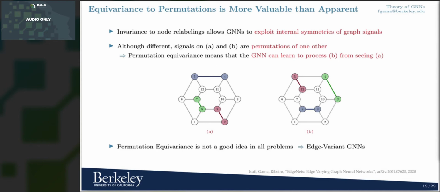However, we can take the signal in B, rotate it 180 degrees, turn it inside out, and we end up with a signal that looks exactly like the signal in A. It's just the labeling that is different. That means that, although different, signals on A and B are permutations of one another. Permutation equivariance, then, means that the GNN can learn to process B from seeing A, leading to faster training by leveraging structure to learn multiple scenarios from a single sample.